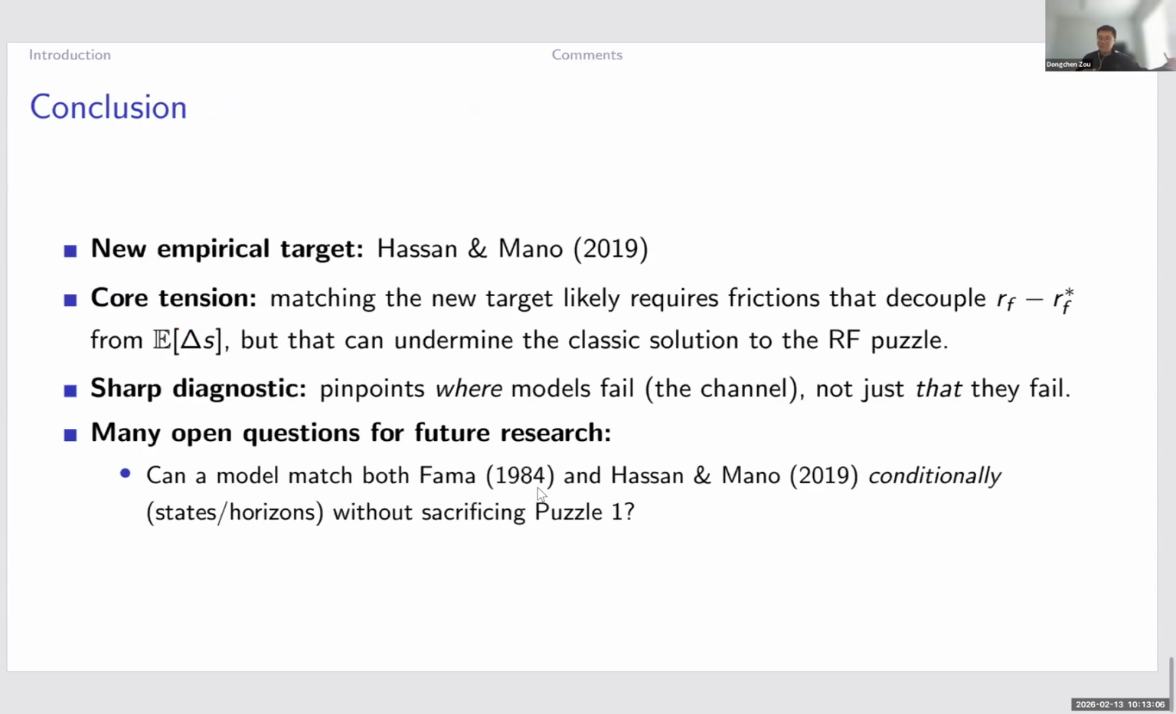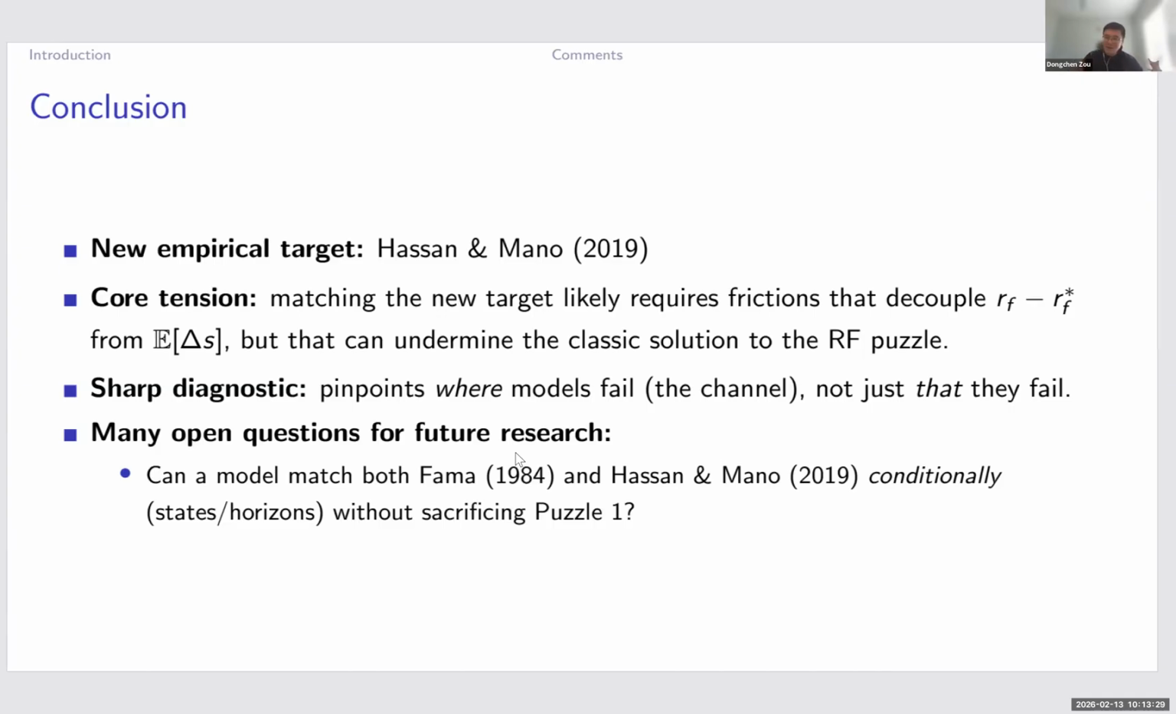So in conclusion, we have this new empirical target from the Hassan model. I think Tarek briefly mentioned that. I just want to bring it back to the table. The core intention is that we're matching this new target, but matching this new target requires some friction that could destroy our classic solution to the risk-free puzzle.